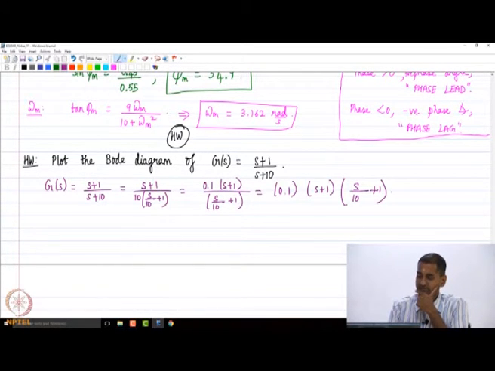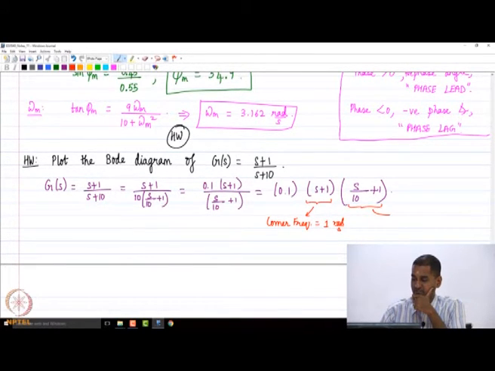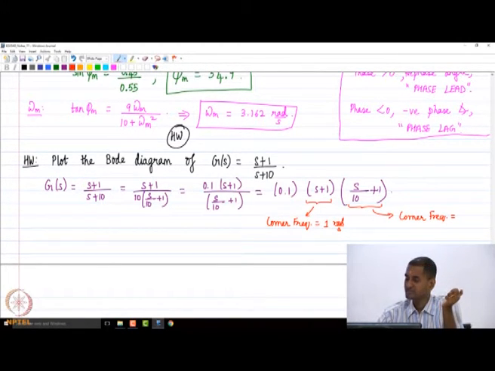So, what are the corner frequencies of these factors? If you consider s plus 1, what is the corner frequency? 1, right. And what about the corner frequency of s by 10 plus 1? 0.1 or 10? 10, right, because it is Ts plus 1, and the corner frequency is 1 by T, okay. Capital T is the coefficient of s. So, here it is 1 by 10, then you take the reciprocal. So, the corner frequency is going to be 10.